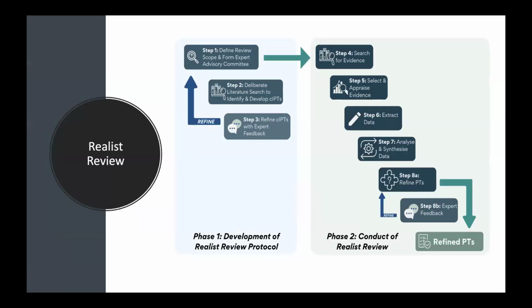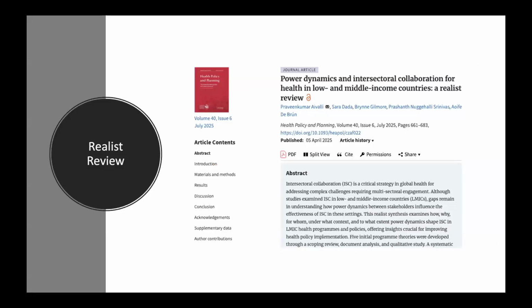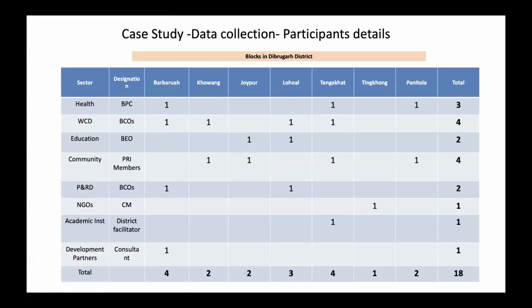And as I told, I finished a realist review. With the realist review, the 6th program theory emerged. With my qualitative study, I had developed only 5, but only after the realist review did the new program theory come in. I have included that theory as well for my exploration. So this was my realist review publication, which speaks about a total of 6 program theories, and then starts the realist evaluation.